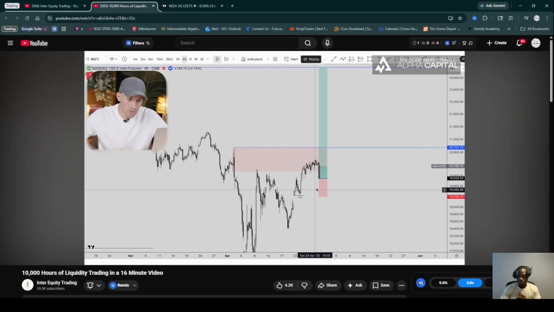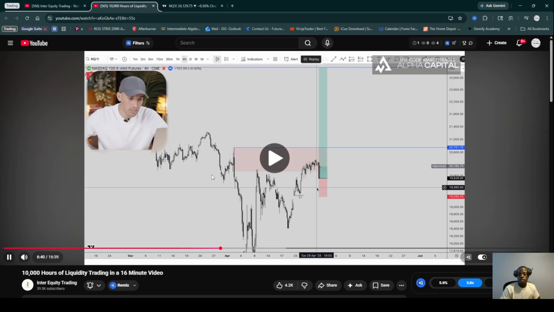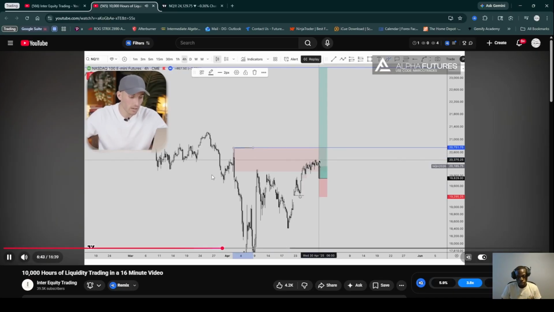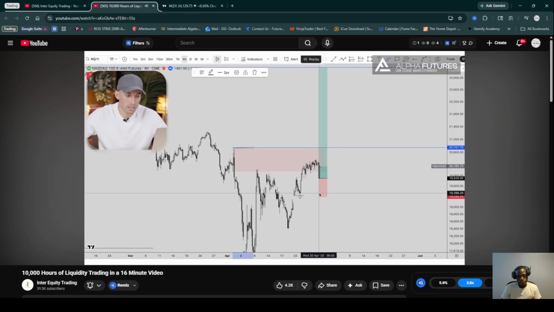Yeah, like bread and butter. This is very easy, very simple. As soon as we take out this high, we can all agree that liquidity has been taken. So manage your risk. Maybe it's roll it to break even or just tuck it below this low. Nonetheless, when these highs are taken out, you need to be managing your position.